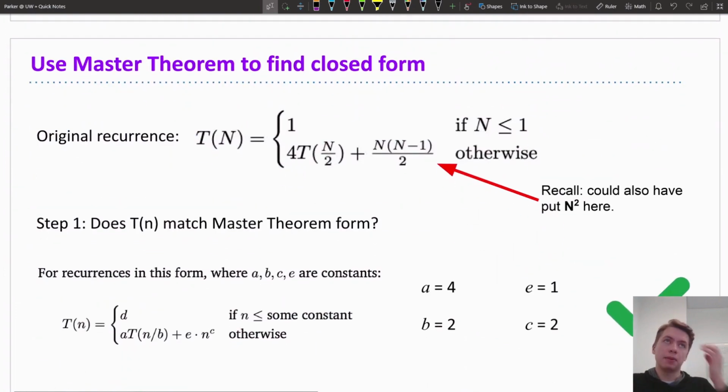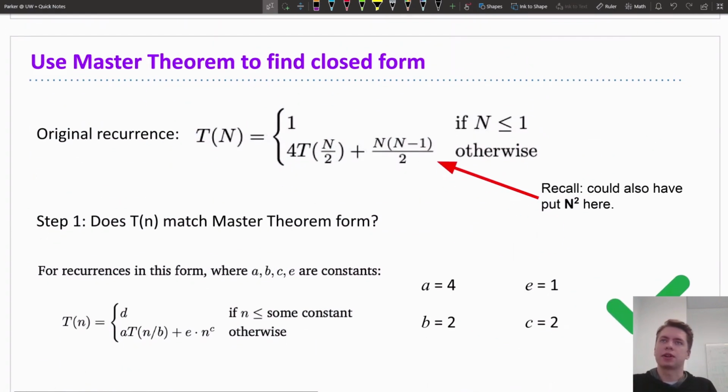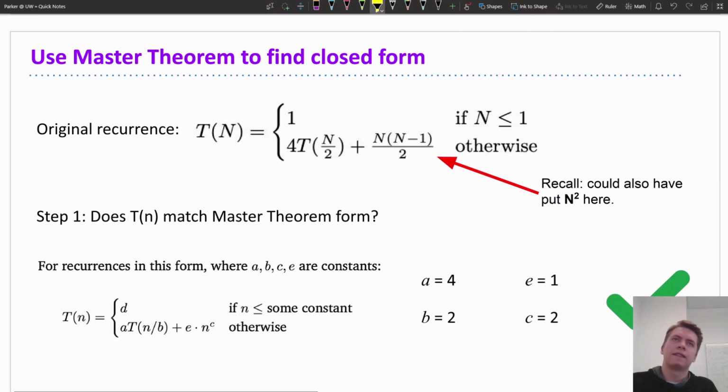All right, let's apply the master theorem to solve the recurrence we just found. So looking at our recurrence, the first step is always to make sure that our recurrence matches the master theorem. In this case, it does. We do a constant amount of base case work, we have a constant number of recursive calls, we divide the input by a constant for each recursive call, and we have a constant n squared term for the rest of the work. And then you can also say that we're multiplying this n squared term by 1. So there is a constant. So it does match.